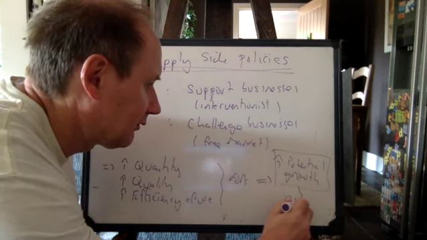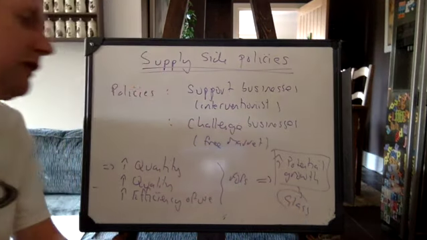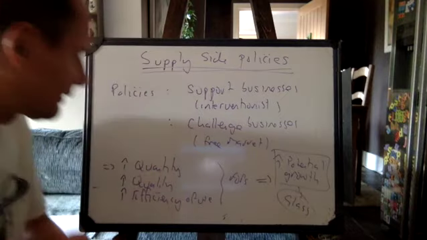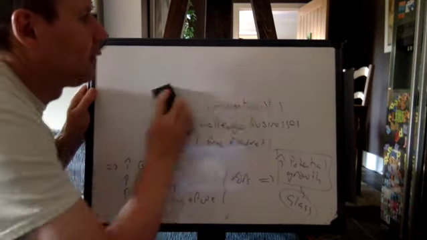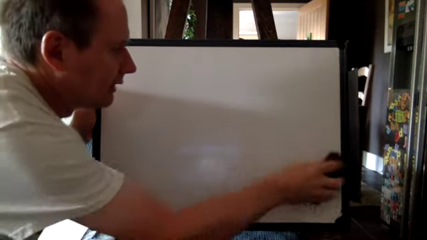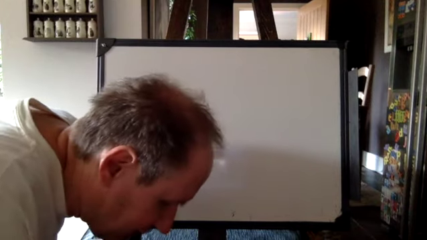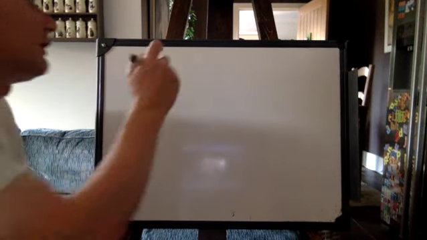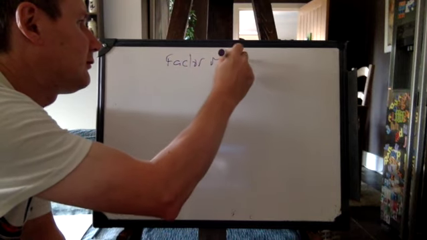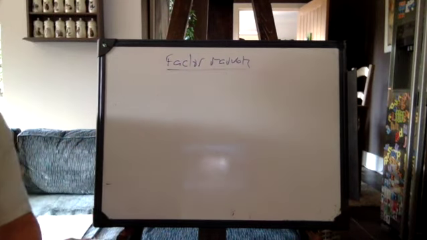So, increasing the size of the glass. So the way I see it, and I think this is a helpful way of looking at it, is that what we're trying to do then is to intervene or improve in factor markets. So factor markets are simply the markets for factors of production.